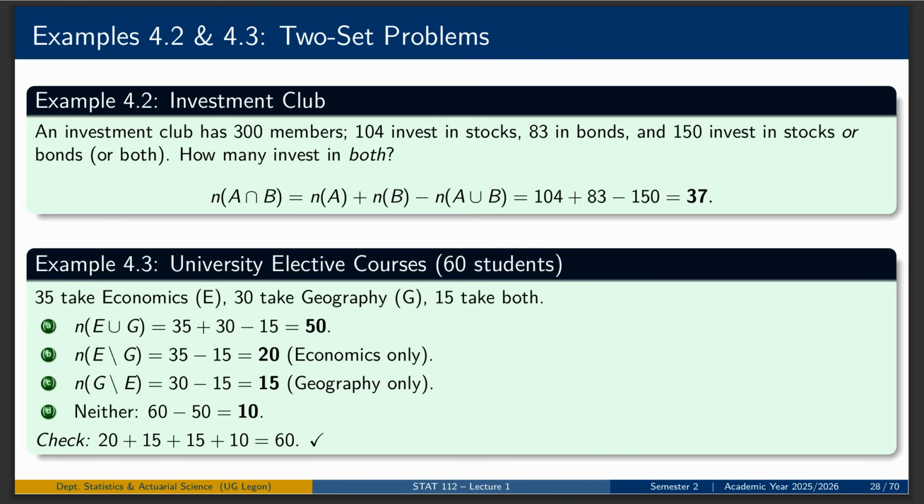Those that take economics minus geography, we can find it. That's economics only. Geography minus economics, geography only. Neither of these, and of course you can add all of them to get the 60 that we want. Okay.